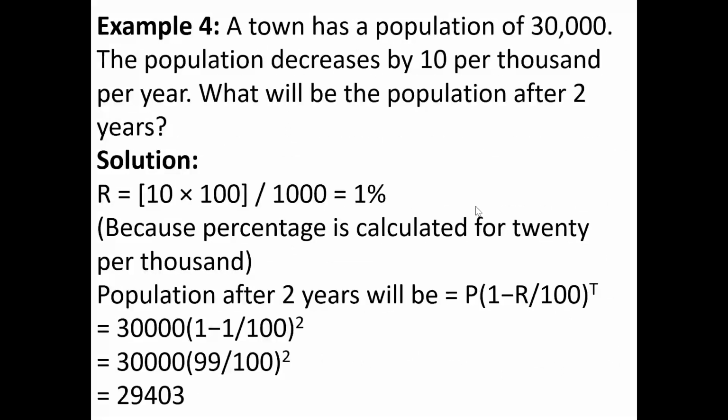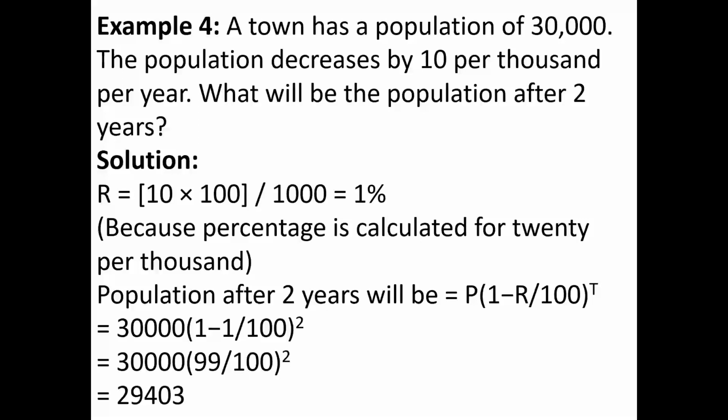Next is, a town has a population of 30,000. The population decreases by 10 per thousand per year. What will be the population after 2 years? So first check the question: the total population is 30,000 and the population decreases by 10 per thousand per year, meaning in a thousand population, 10 people are decreasing in a year. We need to find what the population will be after 2 years.